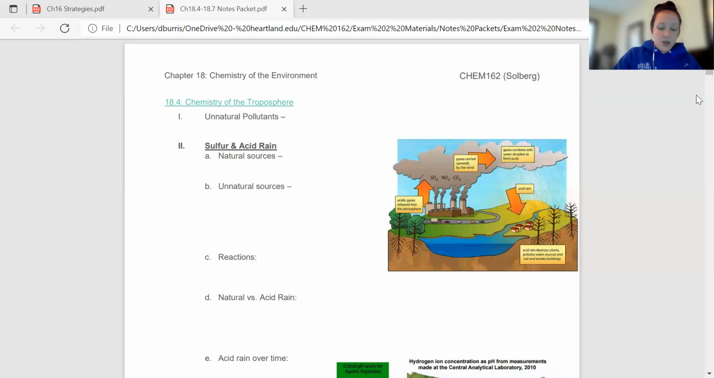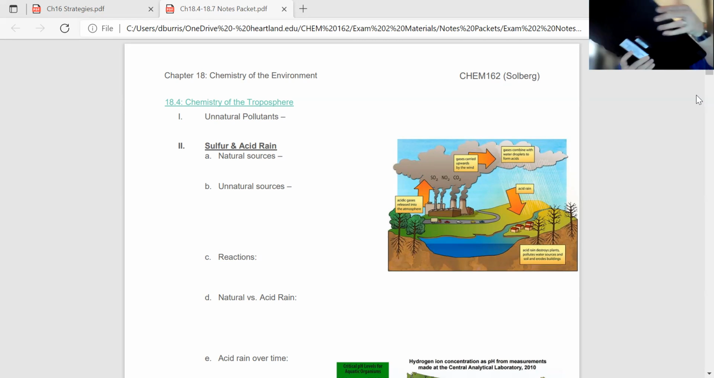Chemistry of the troposphere. There's a whole lot of pollutants in the troposphere. You guys probably know that. We're not in a super big city where we have a lot of smog, but smog is definitely a problem in large cities, and we're going to talk about what that comes from today.